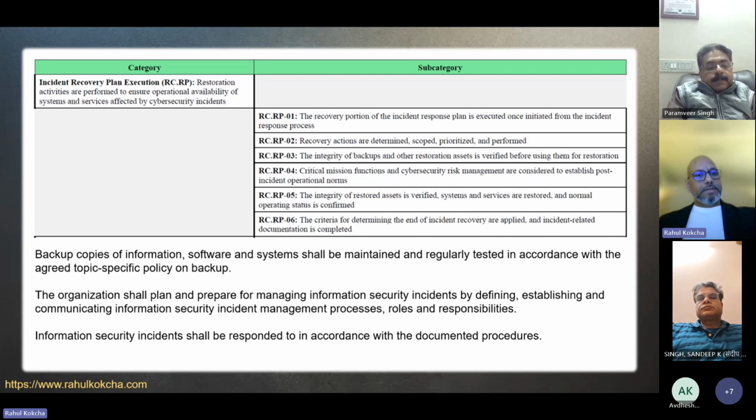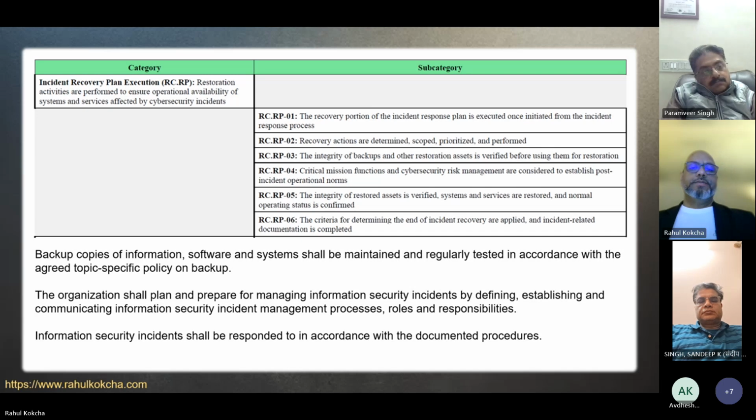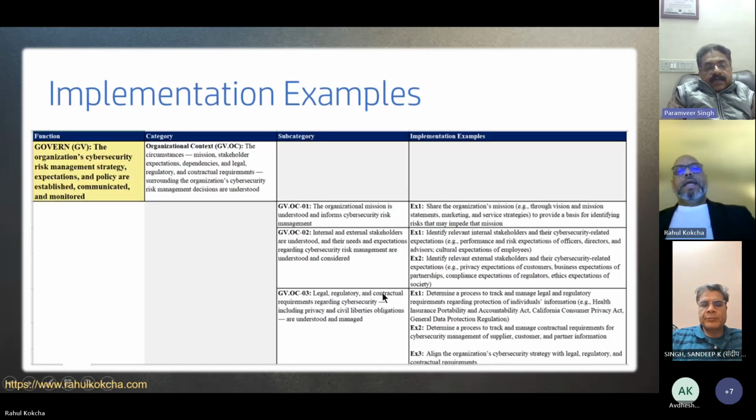27001 defines the requirements you can get certified upon. You can present the certificate to your management and to your customers, and say that your practices are aligned with it, which is missing in CSF. CSF is more of a guideline. You may align to it or not. You can customize it. It's up to you. Okay. Any more questions?